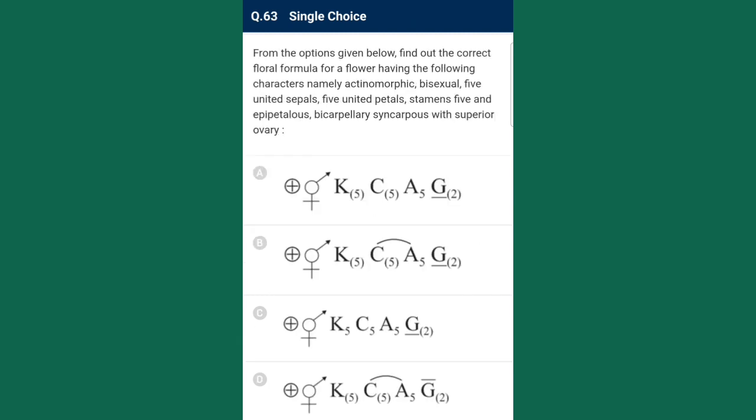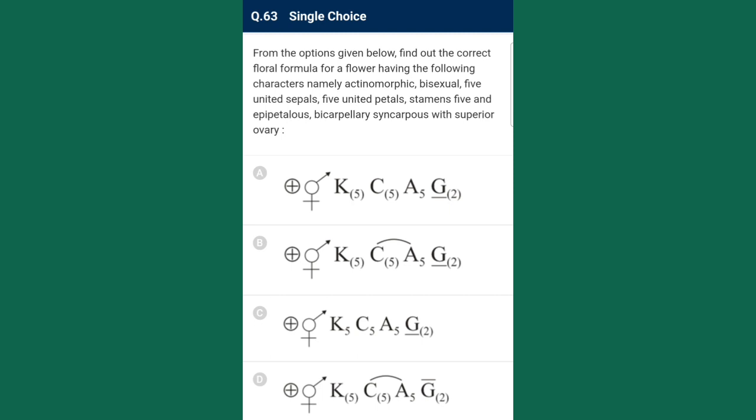Question number 63. From the given options, find out the correct floral formula for a flower having the following characters, namely actinomorphic, bisexual, 5 united sepals, 5 united petals, stamens 5 and epipetalous, bicarpellary, syncarpous with superior ovary.